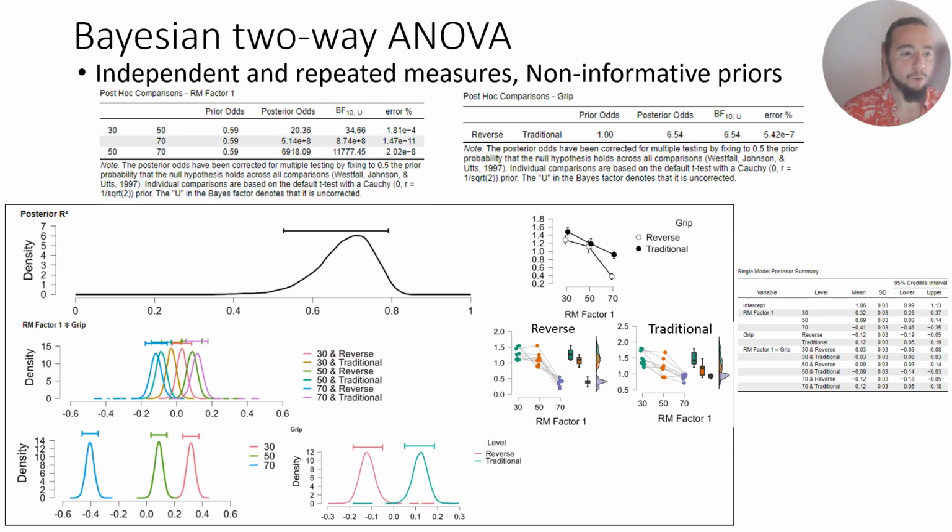Here we have the post hocs, but we only have the post hoc available for main effects. We don't have available posterior post hoc comparisons for the interaction effects. However, we can have this posterior R-squared distribution that is basically the same point estimate, but with larger credible interval. So yeah, this is basically a Bayesian two-way ANOVA.